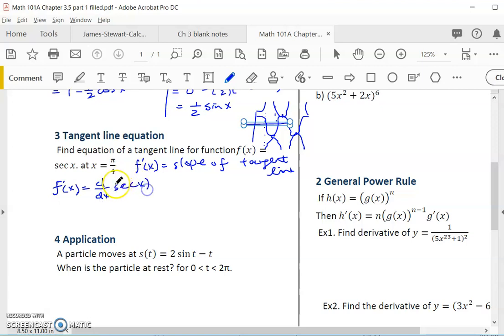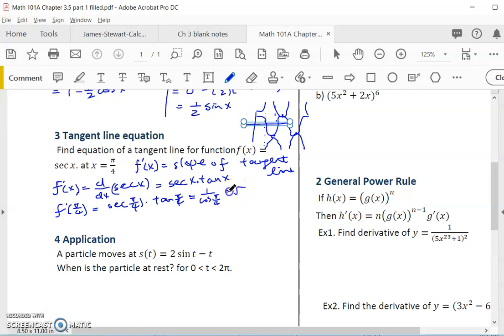So f prime of x would be the differentiation of secant x. If you still remember, the derivative rule for secant x is secant x tangent x. So it's a product of two things. So f prime at pi over 4 would be the slope of the tangent line. It would be secant pi over 4 times tangent pi over 4. Tangent pi over 4 is 1. Secant pi over 4 is 1 over cosine pi over 4. Cosine pi over 4 in the unit circle is root 2 over 2. So the reciprocal of root 2 over 2 is root 2.